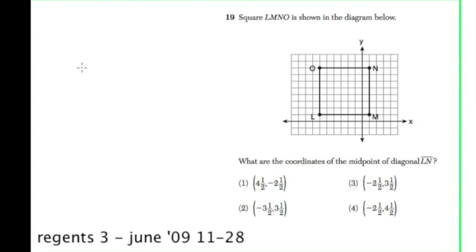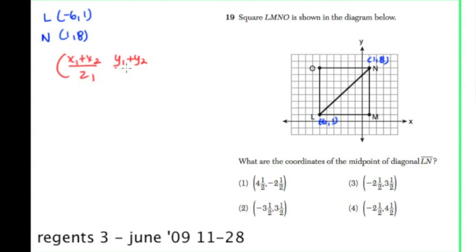Alright, 19. Square shown. What's the coordinate of the midpoint of the diagonal LN? Which is, by the way, that thing over there. Okay, so first we need to figure out the coordinates of LN. So L is -6, 1, and N is 1, 8. So if L is -6, 1, and N is 1, 8, we need to apply the midpoint formula to this diagonal, which is going to be x1 plus x2 over 2, y1 plus y2 over 2. So let's do that. So -6 plus 1 over 2, 1 plus 8 over 2.